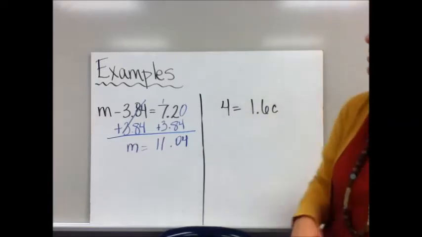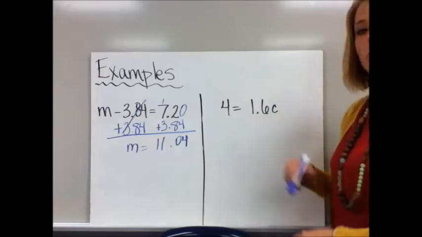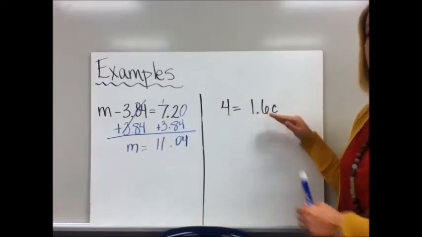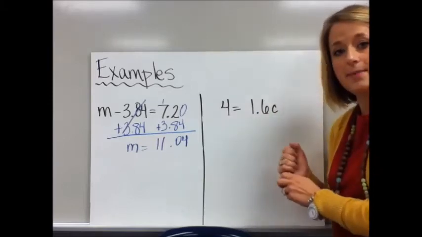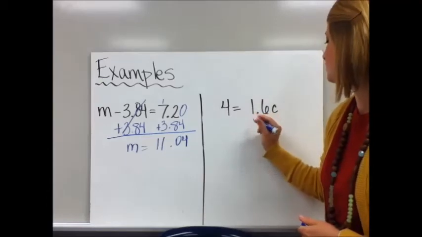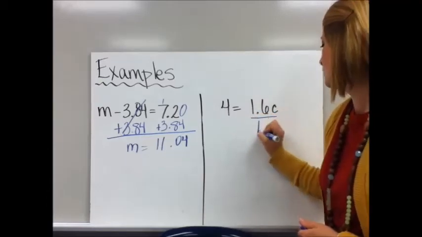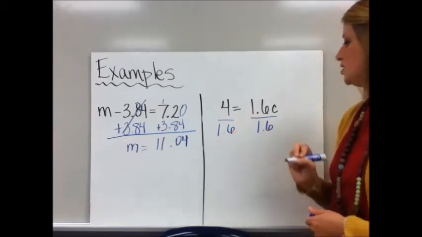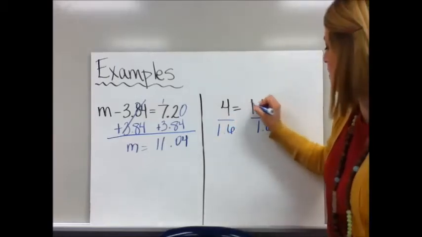Coming over to the next one. 4 equals 1.6c. You're going to undo what's happening here. When the number is right beside the variable, that means you're multiplying. You undo multiplying by dividing. So we're going to divide by 1.6 on both sides.